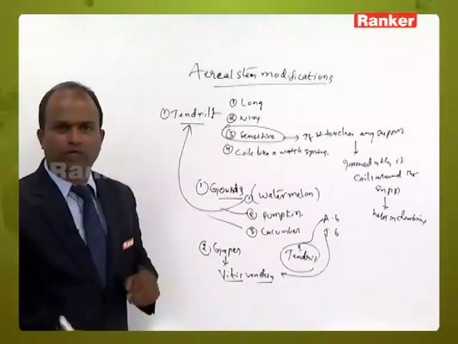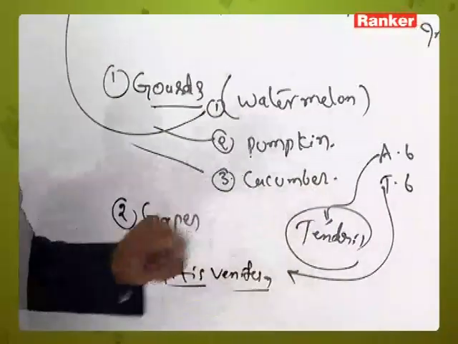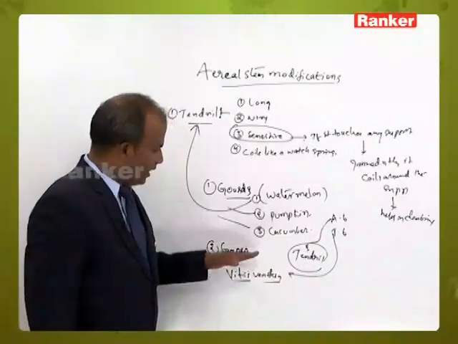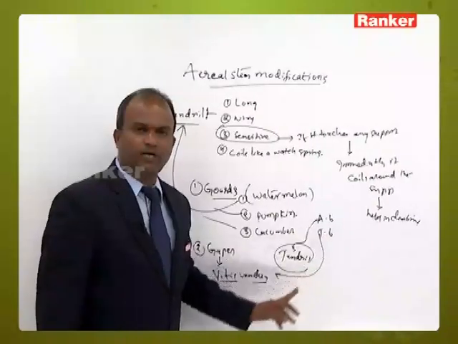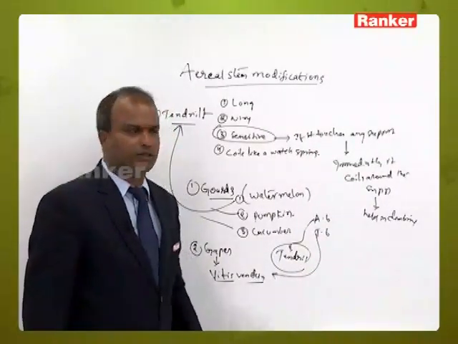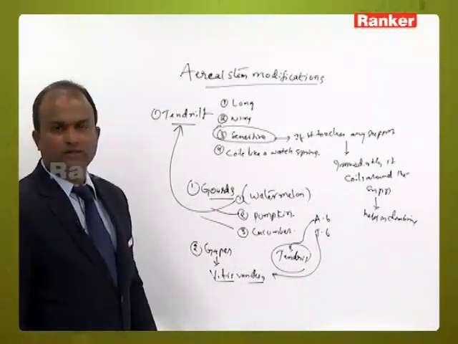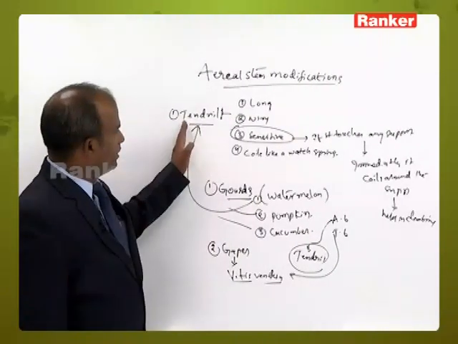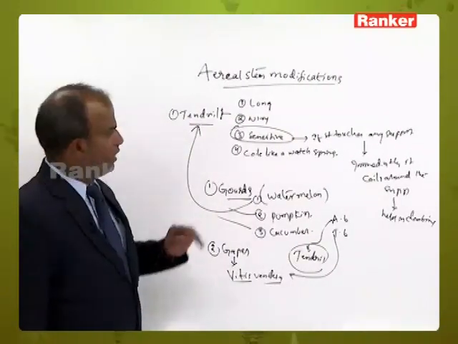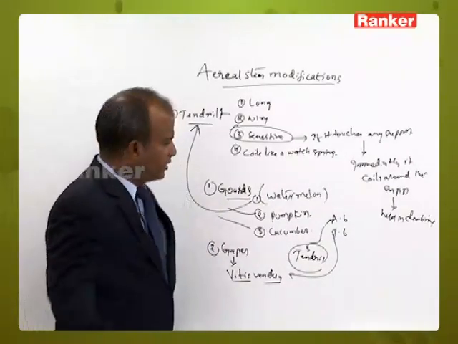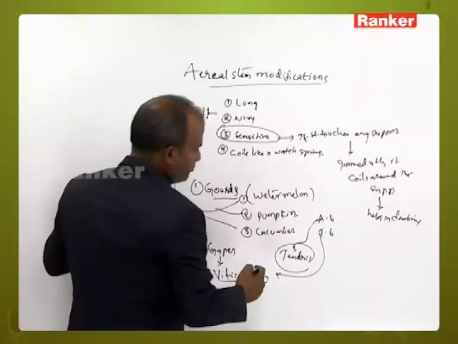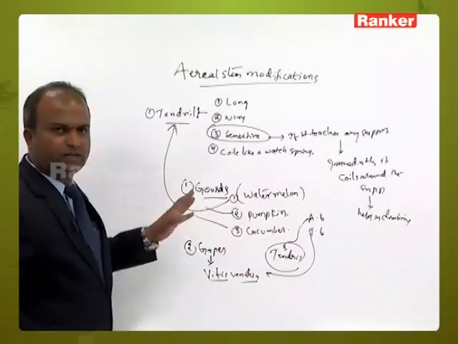In this, which bud is modified into tendril? Axillary buds are modified into tendril. Whereas in grapes, that is Vitis vinifera, the terminal bud is modified into tendril. This is about tendrils. And one more thing here: in tendrils, how many plants show tendrils? That plant we will discuss under leaf modifications, not here.